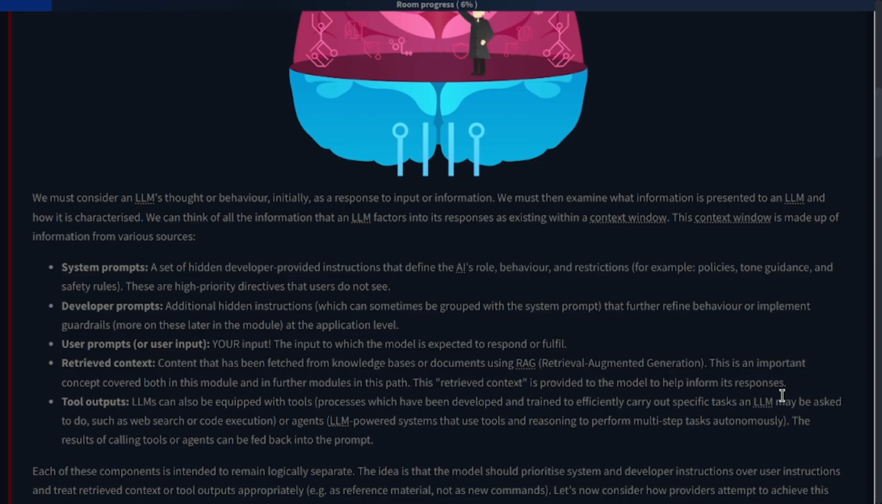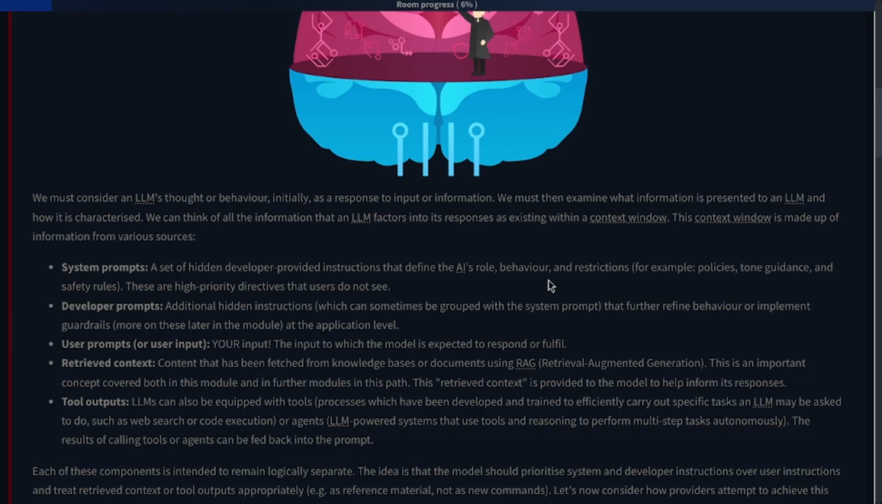System prompt is basically anything that is given to the AI model for defining its role, its behavior, and its restrictions. These instructions are given by the developer to the AI model, and would include policies, tone guidance, and safety rules. These are really high priority directives that users do not see, and are hidden in the LLM.